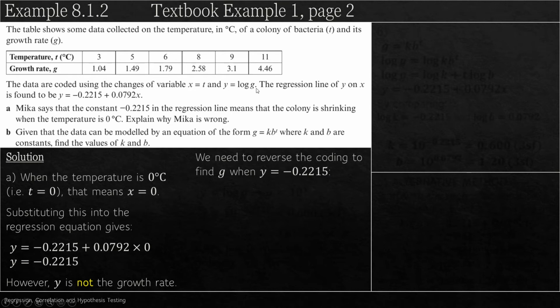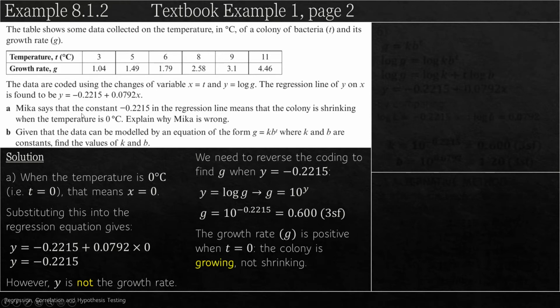So we go back to here. Look, how was it coded? Y was log G, so that means G must be 10 to the power Y. And since our value of Y is minus 0.2215, then G is 0.600 to 3 significant figures.